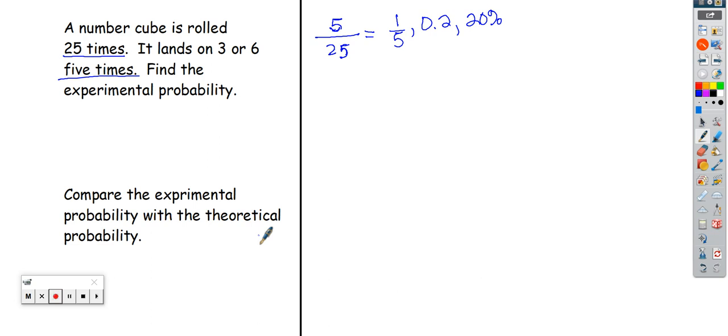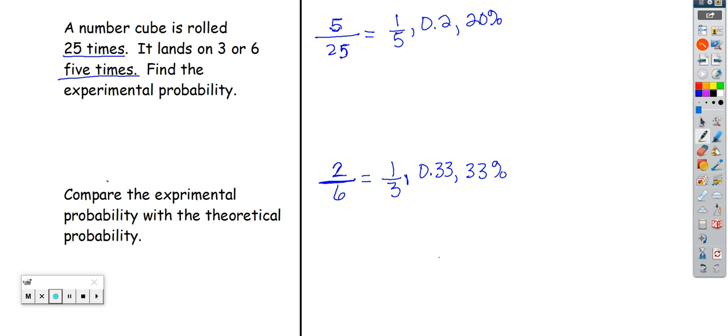Well, on a die, my favorable outcomes, there is 1 3 and 1 6. So 2 numbers could pop up out of the 6. That would be the favorable. When I simplify that, I get 1/3, and that is 33 hundredths or 33%. So mathematically it says 33% of the time I should land on a 3 or a 6.